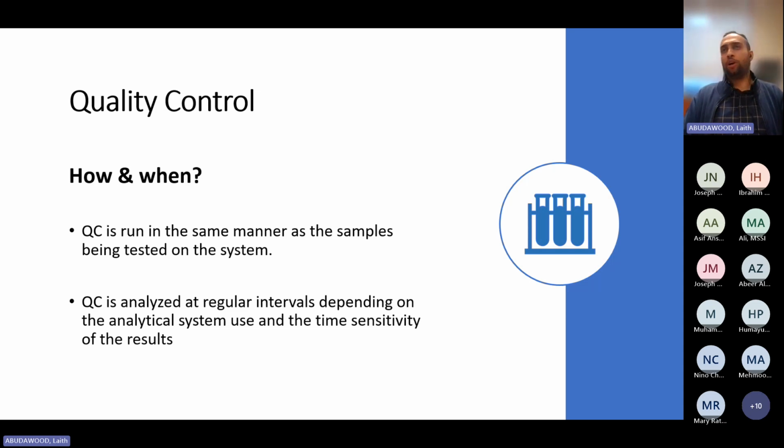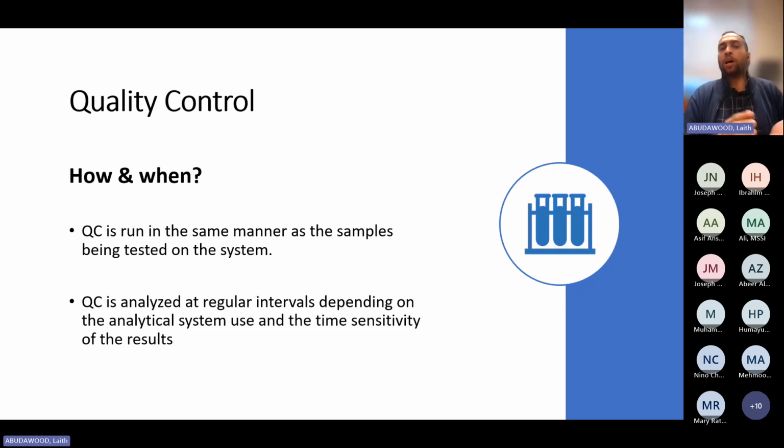Now, how often do I need to process my QC? This is a question whose answer is different depending on the parameter, the type of the analyzer, and the kind of work you do in the lab. For example, for electrolytes, you have to run your QC every little bit because the way you measure electrolytes, these analyzers are not very stable. So I need to run my QCs more often.